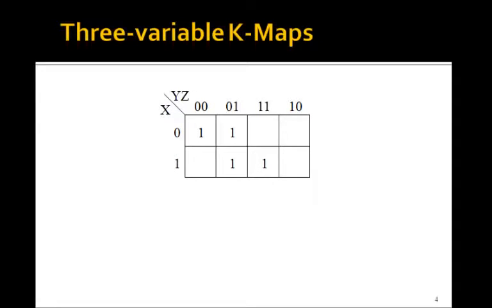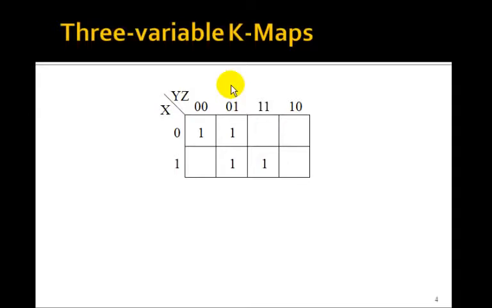All right, let's look at a 3-variable K-map. X is still 0 and 1, that's the rows, but now we need y and z. So we'll label y and z here, and we'll label these columns 0, 0. This means y is 0, z is 0. 0, 1: y is 0, z is 1.